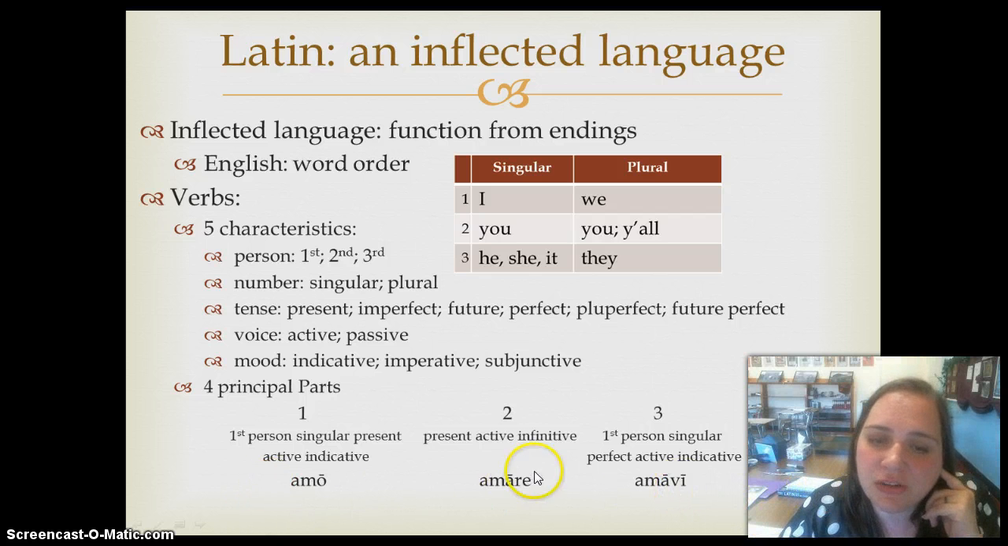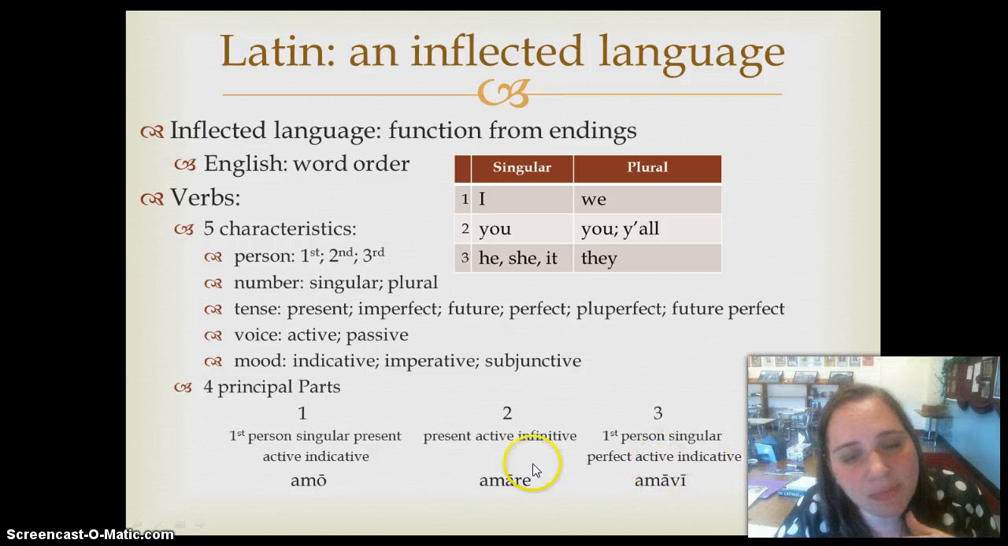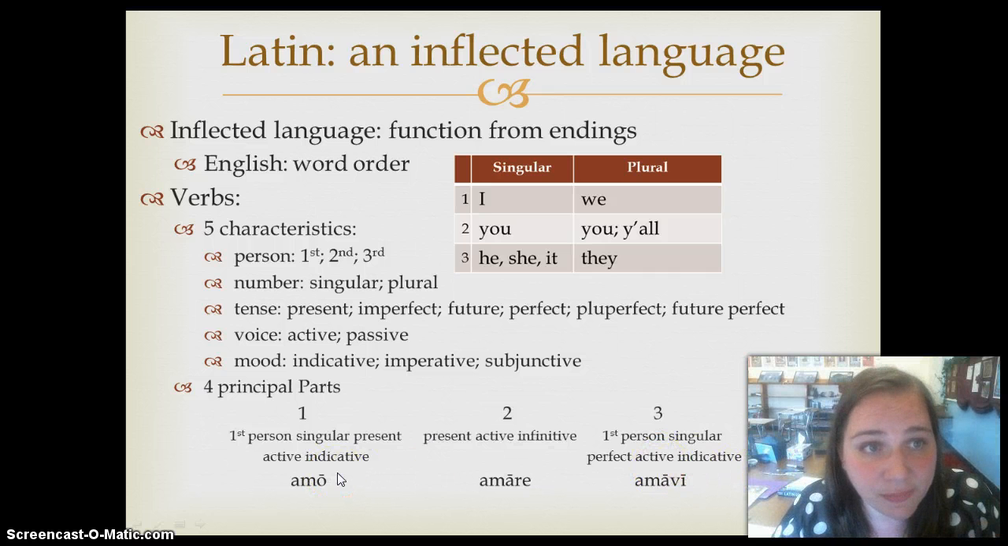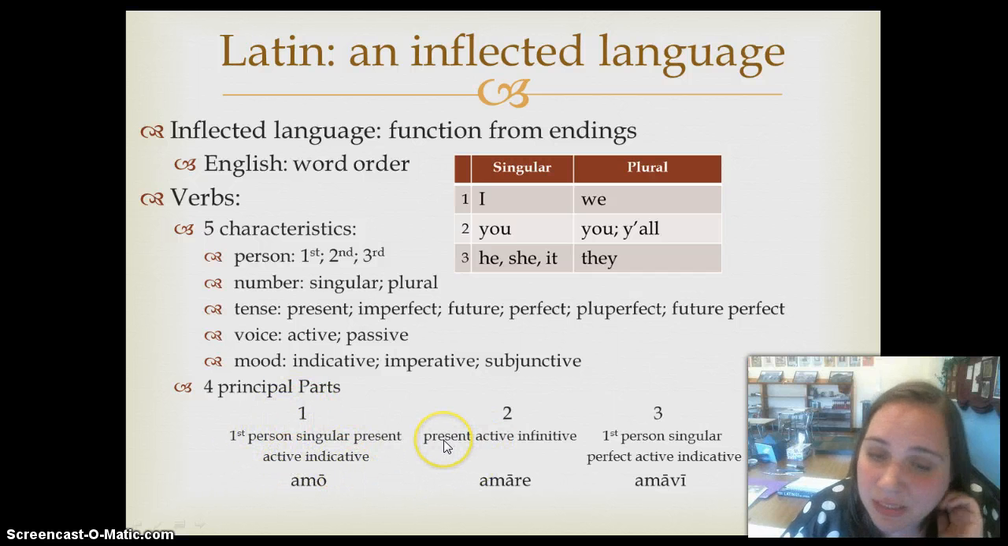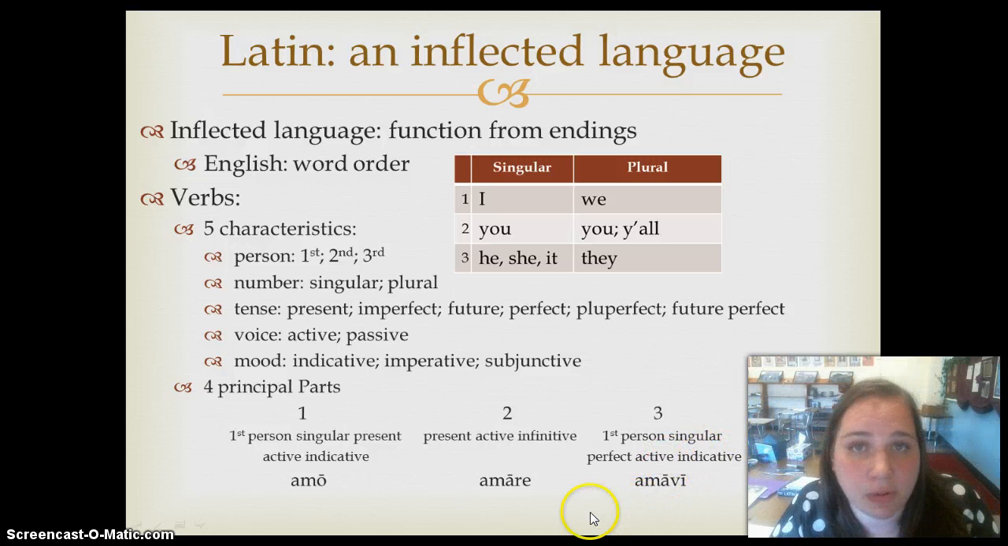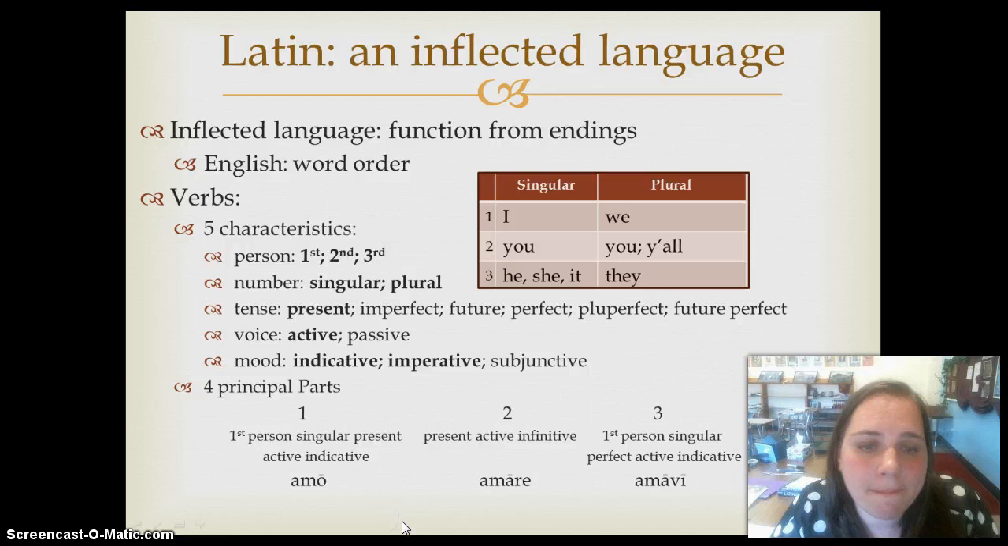You need each of these principal parts for a different reason, but they also are forms in and of themselves, right? So the first principal part is the first person singular present active indicative. The second principal part is the present active infinitive. The third principal part is the first person singular perfect active indicative, and the fourth principal part is the perfect passive participle. Okay?